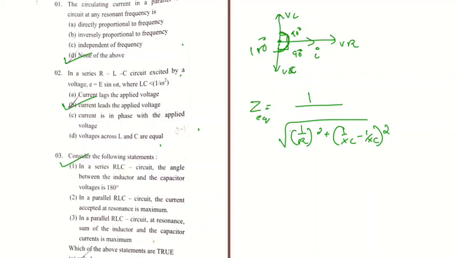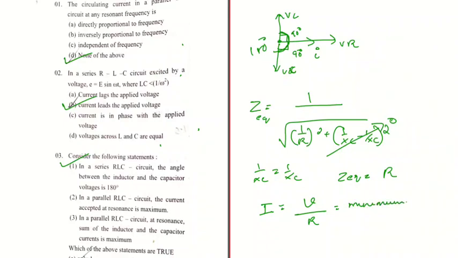At resonance, 1 by XC is equal to 1 by XL, so that term goes completely, and what we are left with is Z equivalent equal to R. The current at resonance is actually voltage divided by R. So it will be minimum, it won't be maximum. The minimum current will occur at resonance in a parallel RLC circuit.